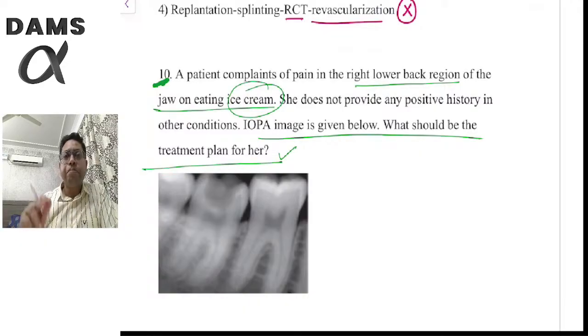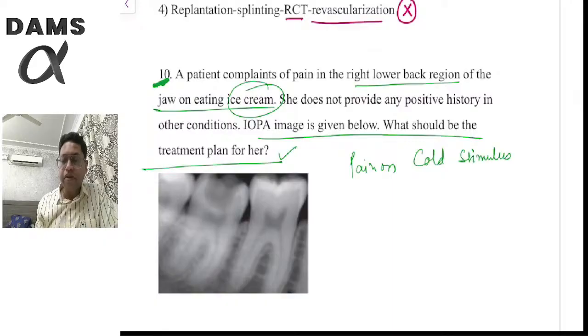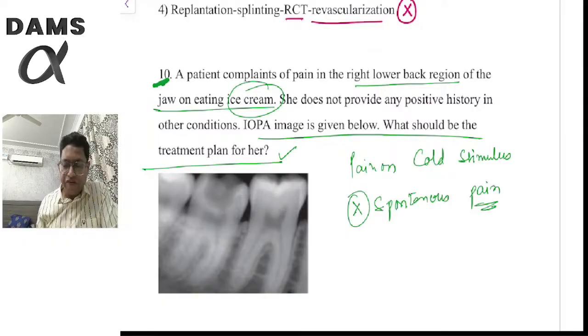So there is pain on cold stimulus, and there is no spontaneous pain. From this history and the radiograph, we see this is a deep carious lesion that is almost approaching the pulp but not involving the pulp. So it is a case of deep carious lesion with reversible pulpitis.